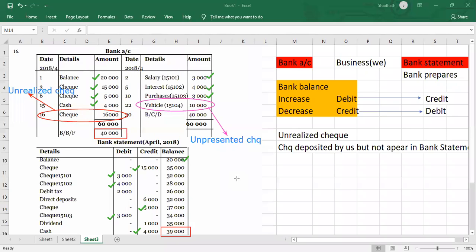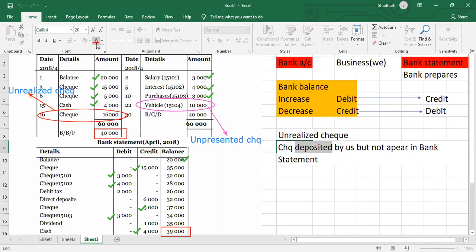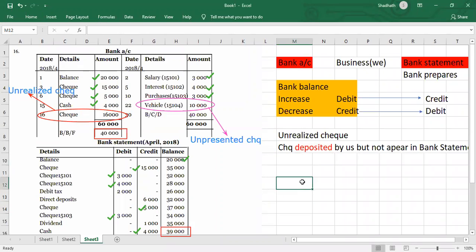So the sentence comes like this. Unpresented check means check given by us. Instead of deposit, we say given by us. That word should be changed; the rest of the definition is the same. Unpresented check means check given by us but not appearing in the bank statement.